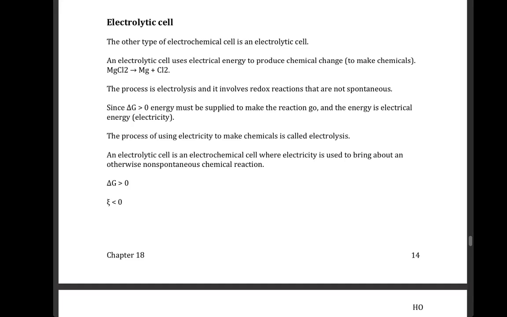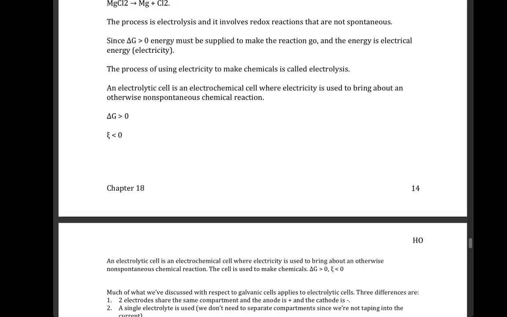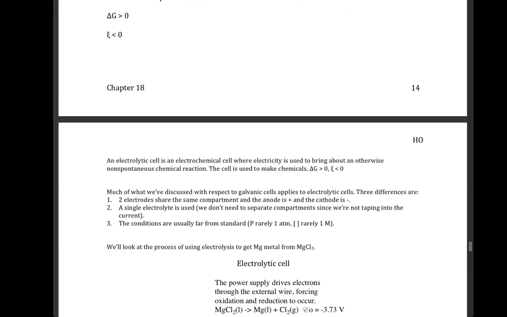The process using an electrolytic cell is called electrolysis, and it involves redox reactions, or at least the overall reaction being not spontaneous. Delta G is greater than 0. Energy must be supplied to make the reaction go. Okay, so delta G is greater than 0. The potential is going to be less than 0.